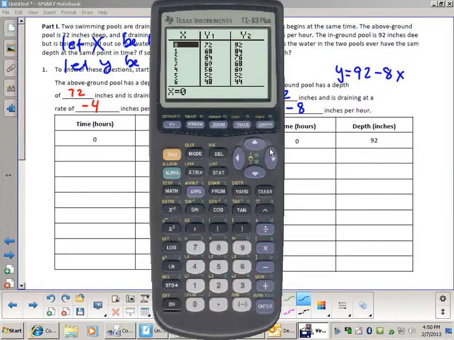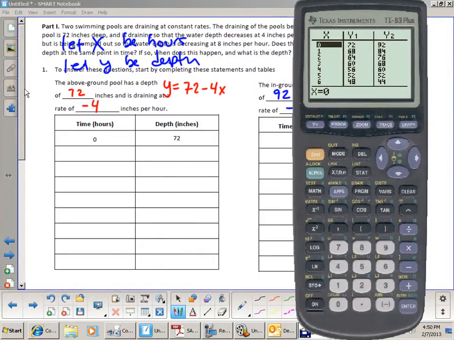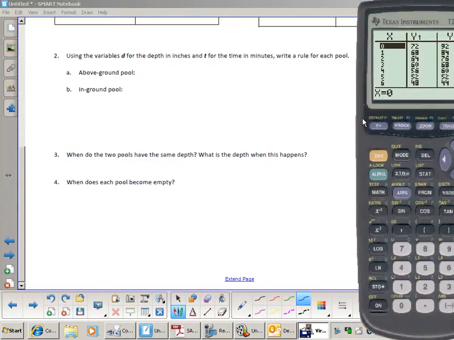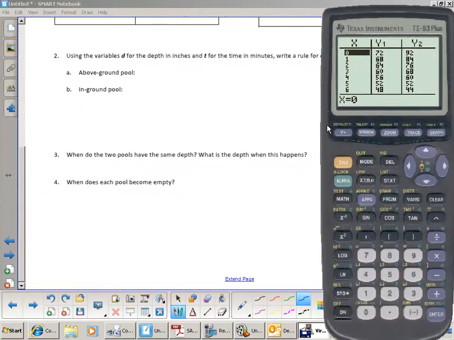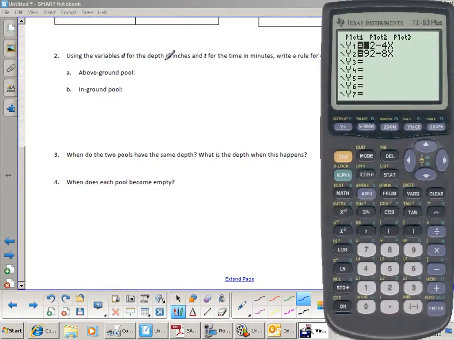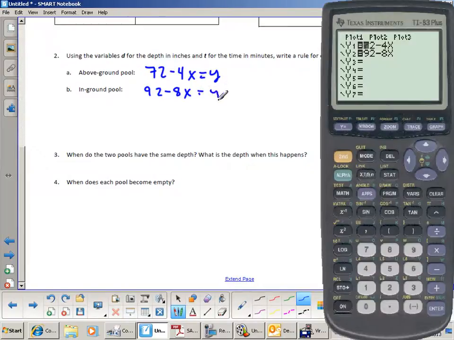Now, so we have our table at our disposal. Now we're looking straight across. We're looking for numbers. But let's see what they want us to actually do with these numbers. Using the variables D for depth in inches and T for the time in minutes, write a rule for each pool. Well, you know what? I actually jumped ahead. We already kind of did that. Let's go back to our rule. So we have 72 minus 4x, and here we have 92 minus 8x, and that's both going to equal y. And so now the question is, will they ever have the same depth at the same time? Well, let's check out this table.